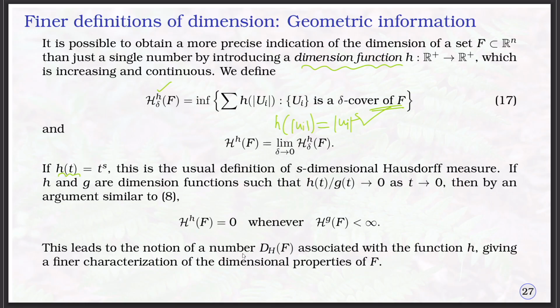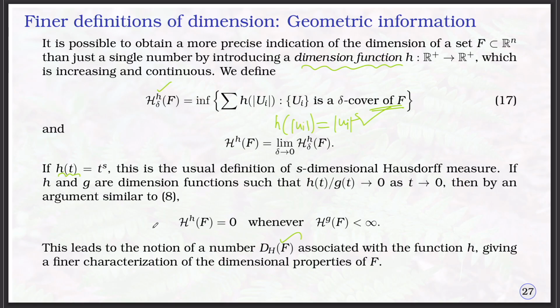This leads to the notion of the dimension d_h of F, because there is a point between the numbers h and g where the Hausdorff measure jumps from infinity to 0. That number we can call the d_h of F. So defining the Hausdorff dimension by means of the dimension function is a finer characterization of the dimension property of F. Now let us discuss the Hausdorff dimension of some strange sets in R power 3.